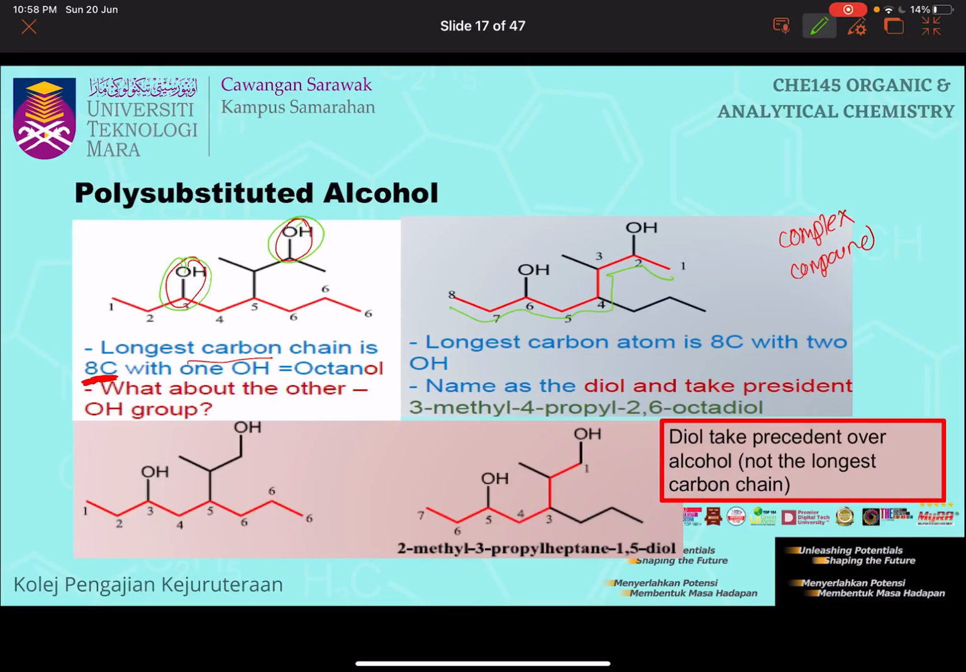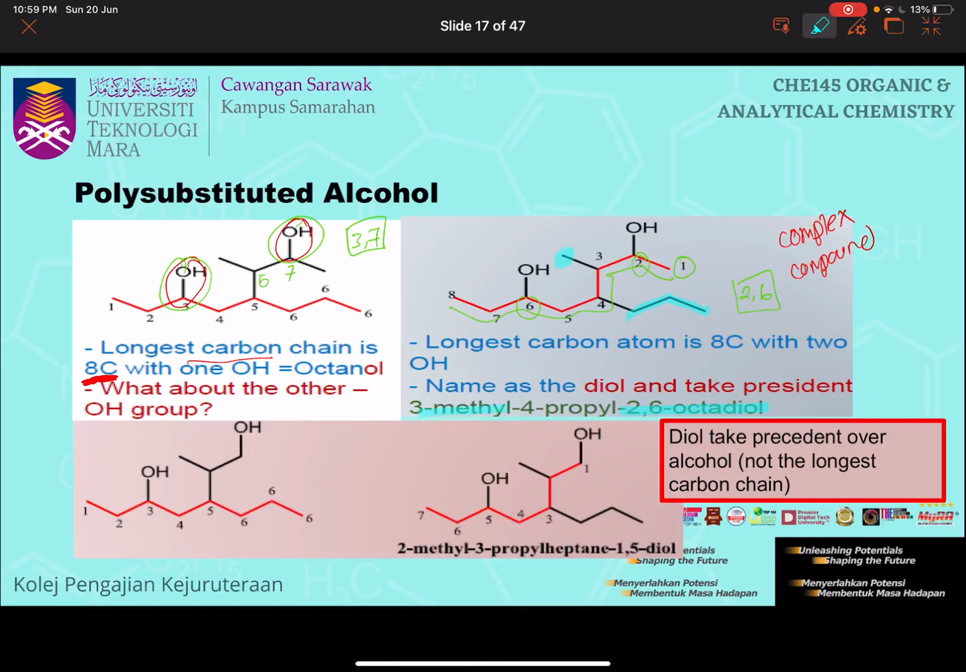Here they start from the right-hand side because it gives a smaller alcohol number compared to starting from the left-hand side. If you start from the left, you end up with 3, 7, but this one gives you 2, 6. So 2, 6 is smaller than 3, 7. Hence the name is 2,6-octadiol, and then you have the propyl and the methyl.